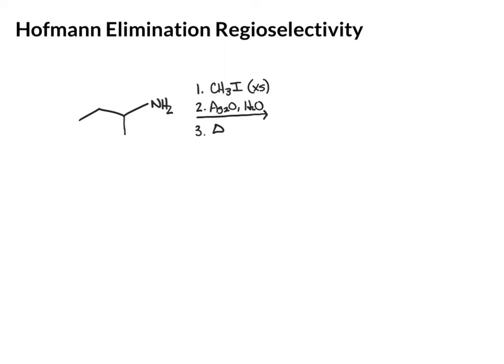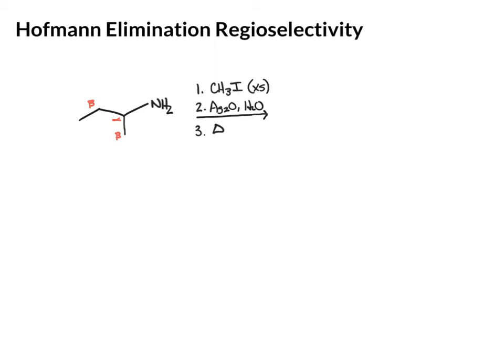We're going to take a look at the regioselectivity of the Hofmann elimination using this example. And what we have in this molecule is our alpha carbon where the amine's attached, but we have two different beta carbons with beta hydrogen that can undergo the elimination.